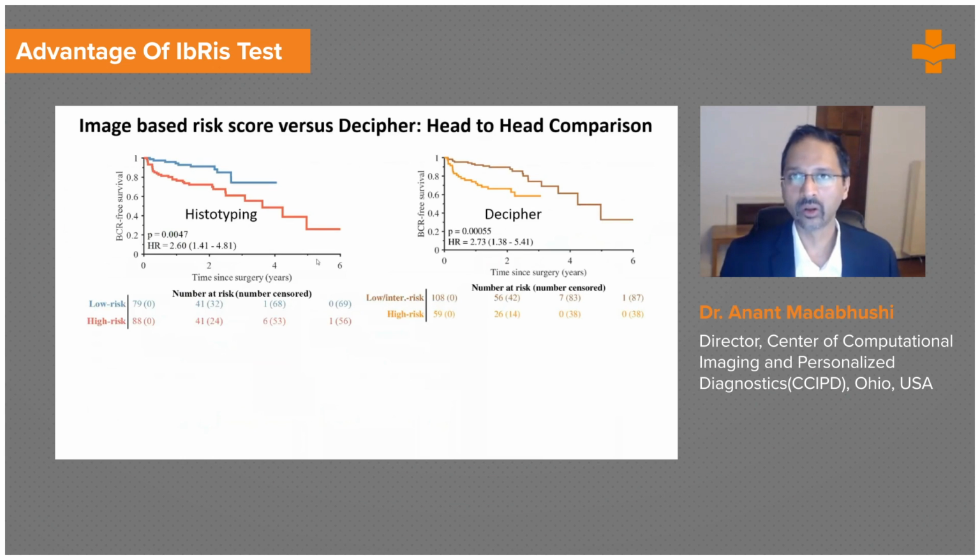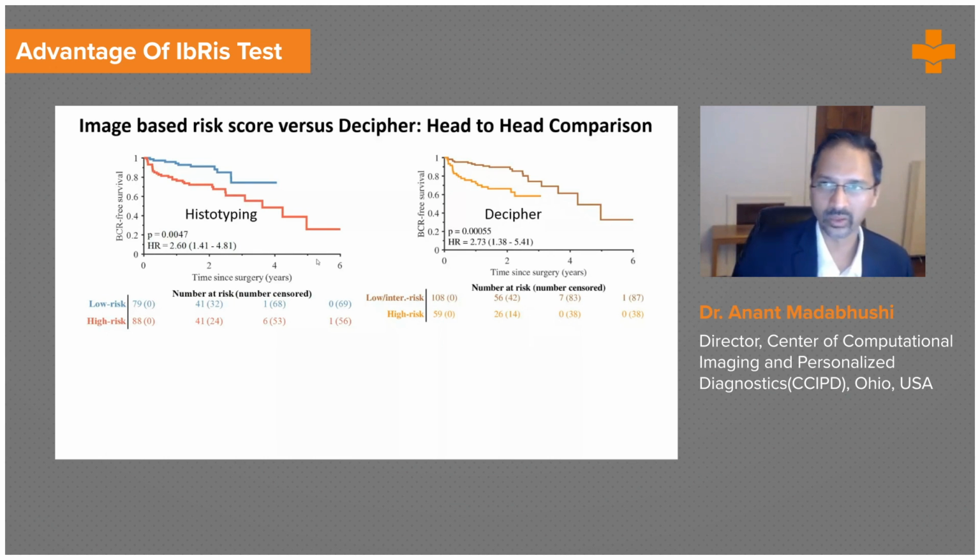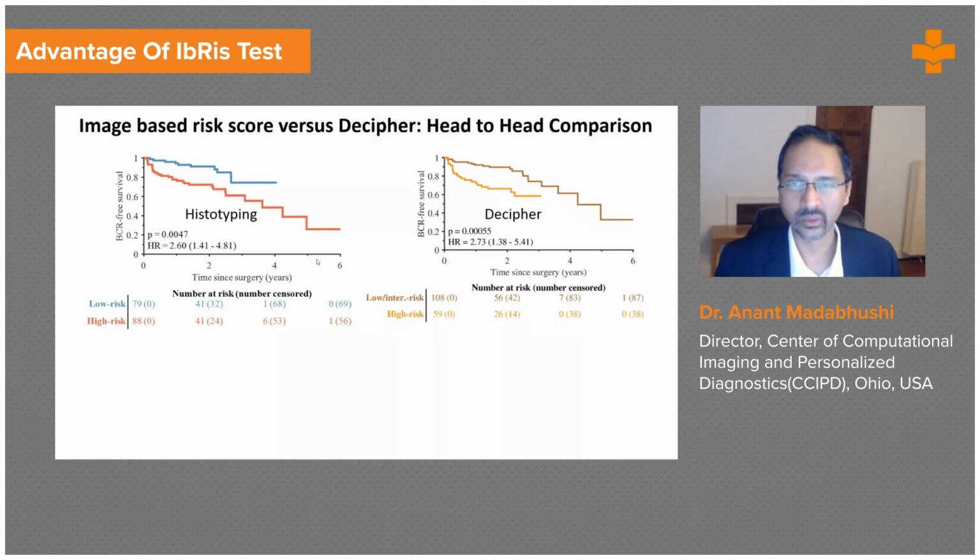More critically, we also went head-to-head with a molecular-based test. I talked about the Oncotype DX test for breast cancer. Similarly, there's a test called Decipher, a $3,000 test for prostate cancer in the US. When we went head-to-head with our image score with the Decipher test, there was non-inferiority. There was equivalence. The 2 tests performed just as well.